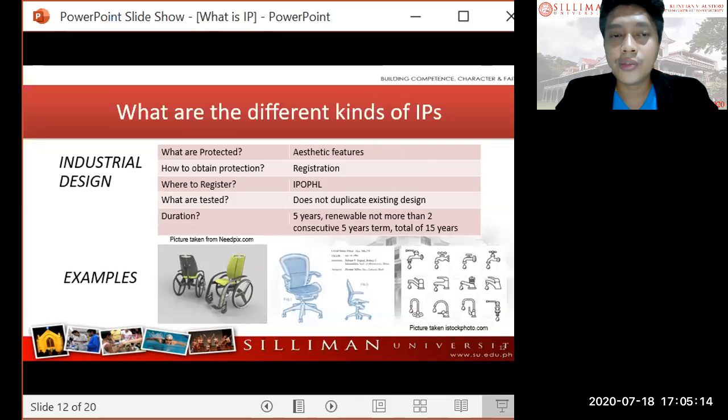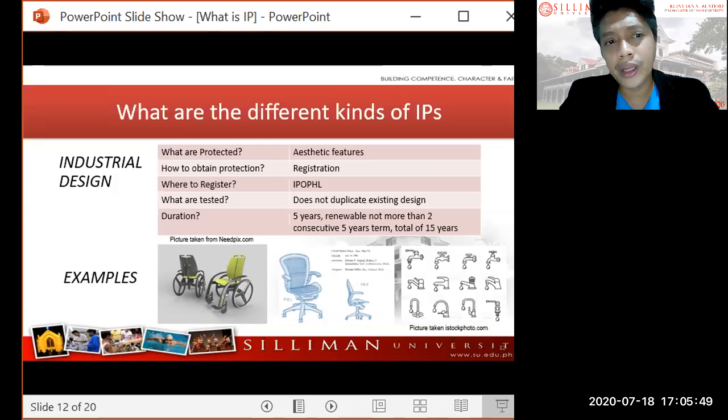The next one is industrial design. What is protected? The aesthetic features. How do you obtain the protection? You still need to register. Where do you register? You register with IPOPHIL. What is tested is that it does not duplicate an existing design. The duration is 5 years, renewable for not more than 2 consecutive 5-year periods, for a total of 15 years.